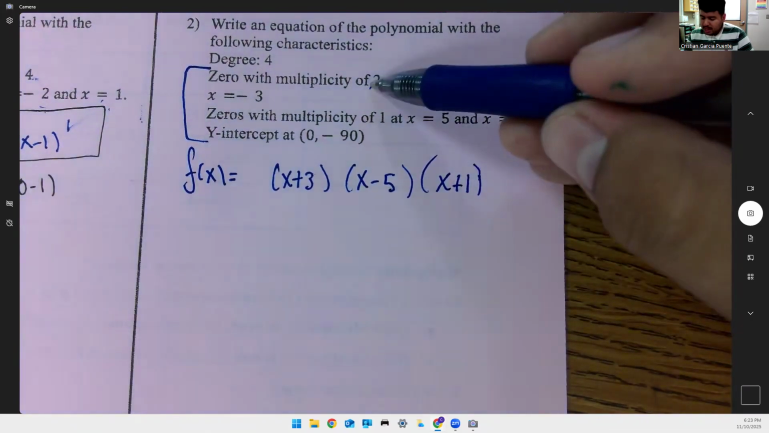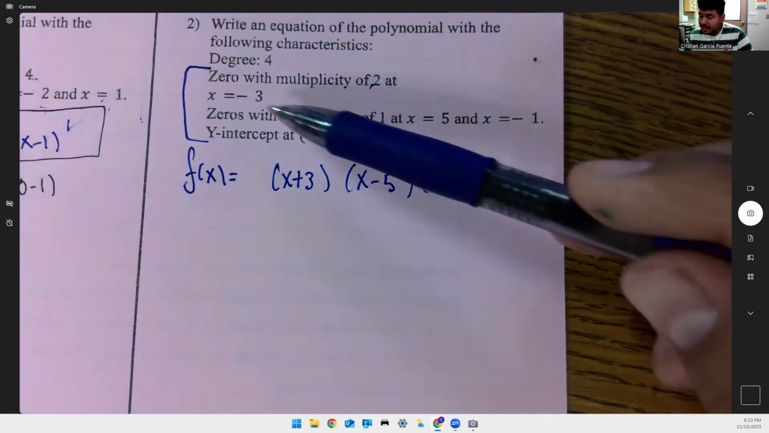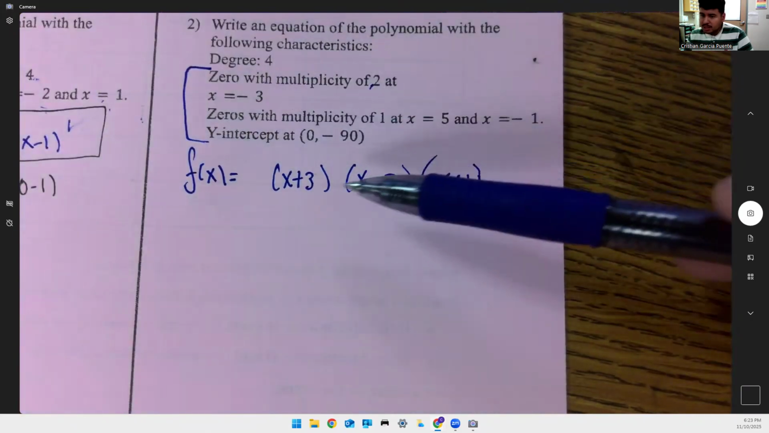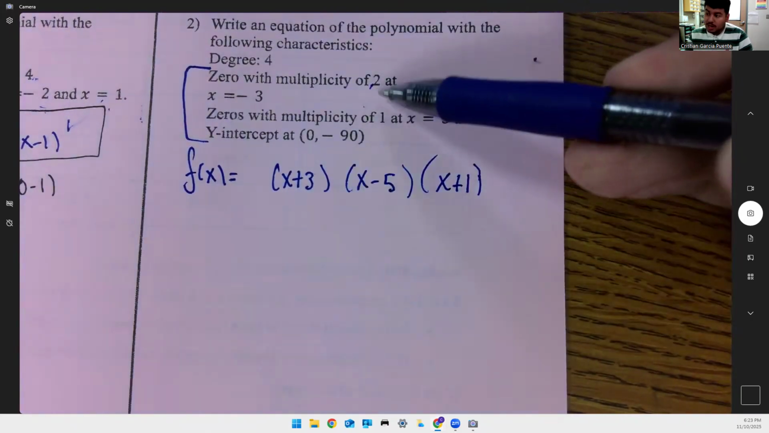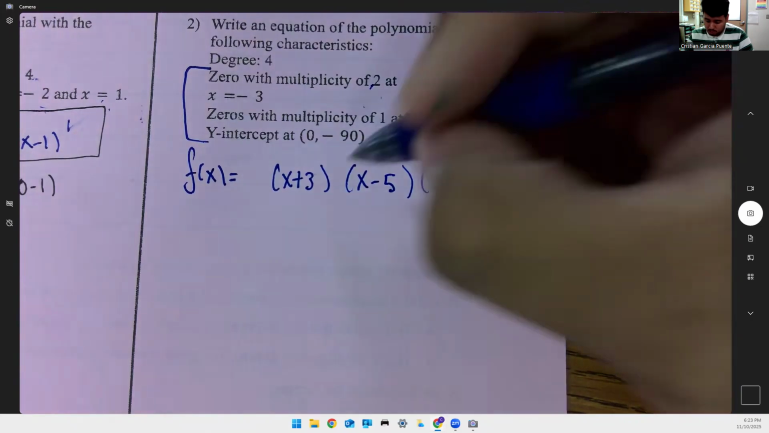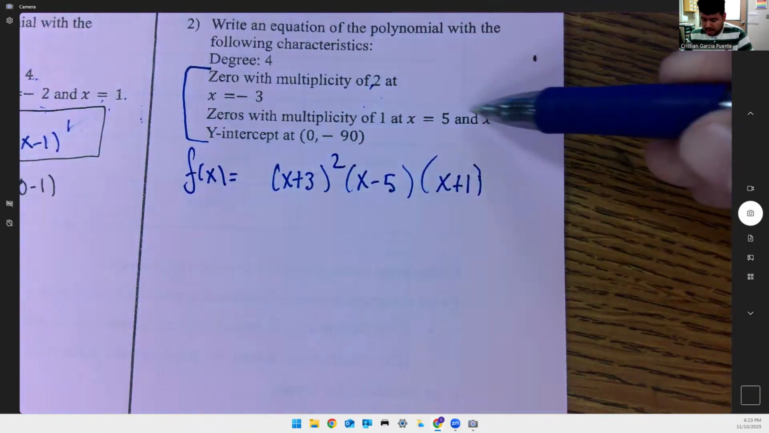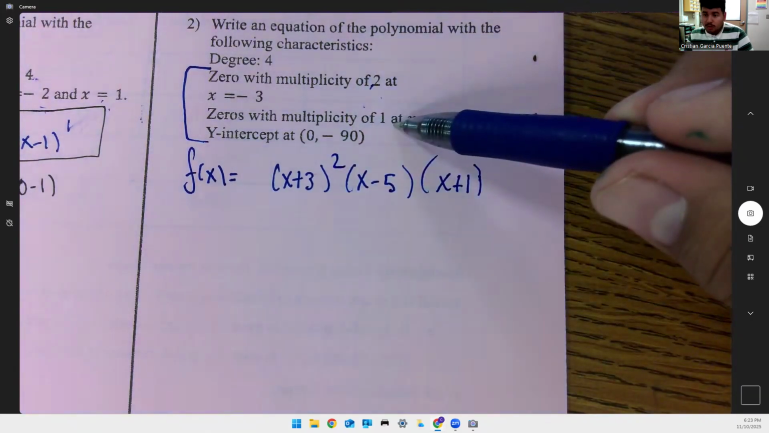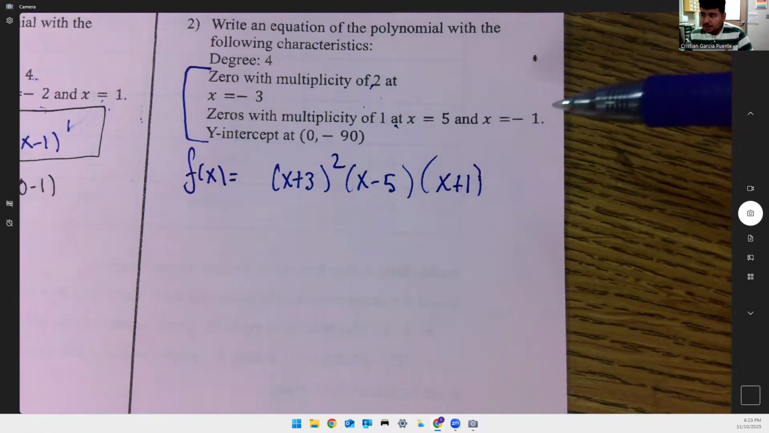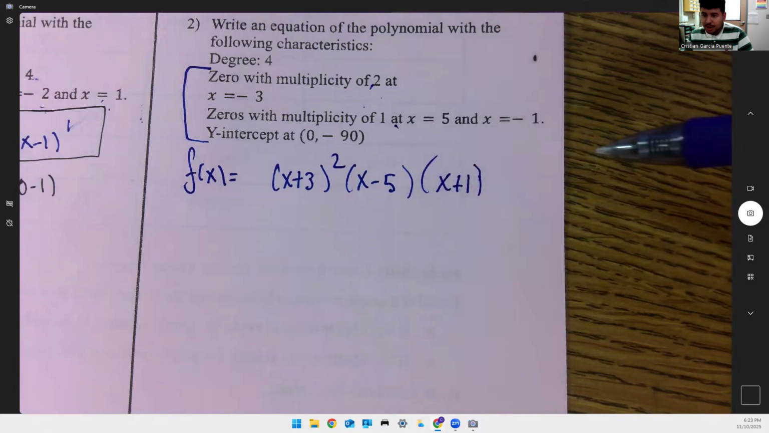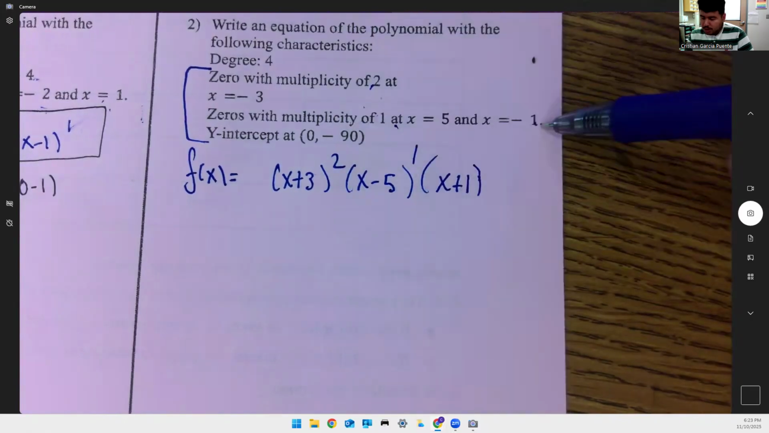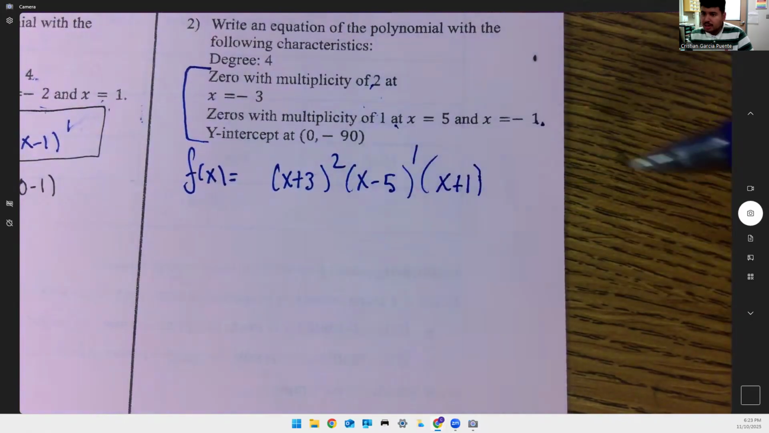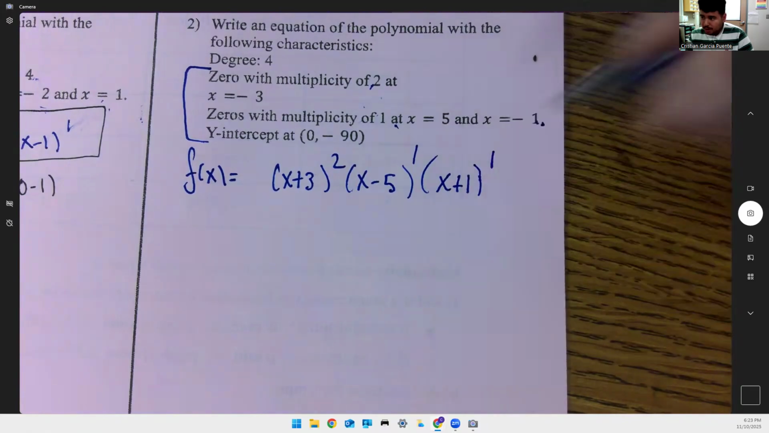And now you see how it says you have a multiplicity of 2 for x equals negative 3. So which parentheses does the negative 3 belong to? The first, second, or third? The first one. So for the first one, we're going to put an exponent of 2. Now, you have a 0 of 1, multiplicity of 1. So which parentheses am I going to put it to? Second. And then you have, again, multiplicity of 1. So which does the negative 1 belong to? The third. So I'm going to put a 1.